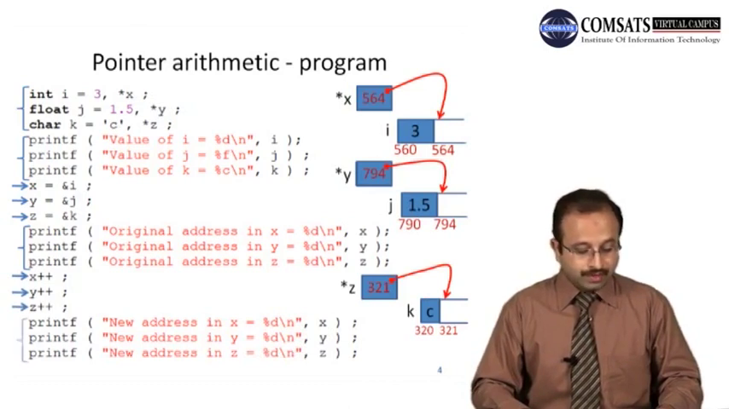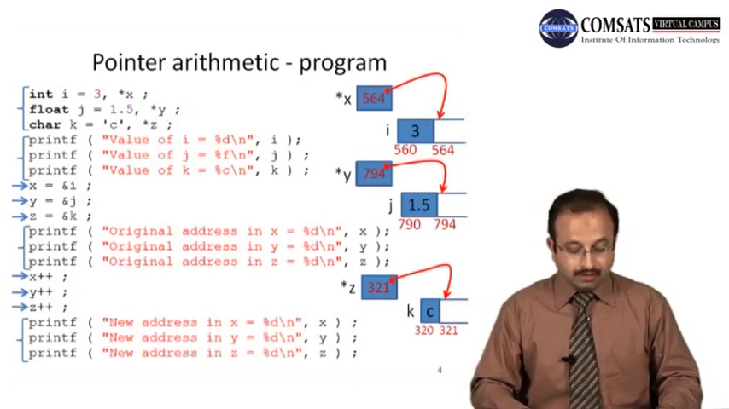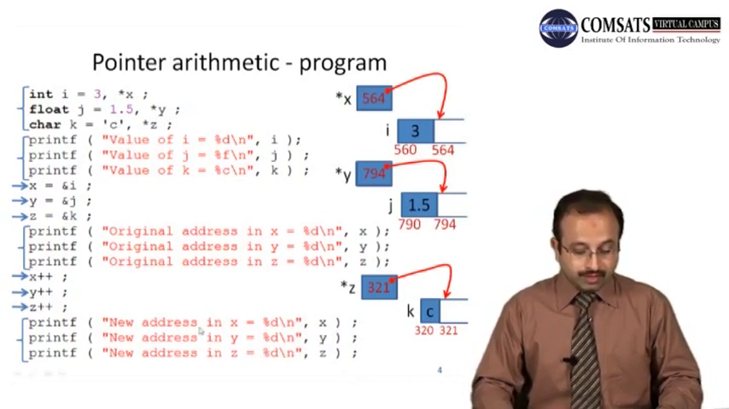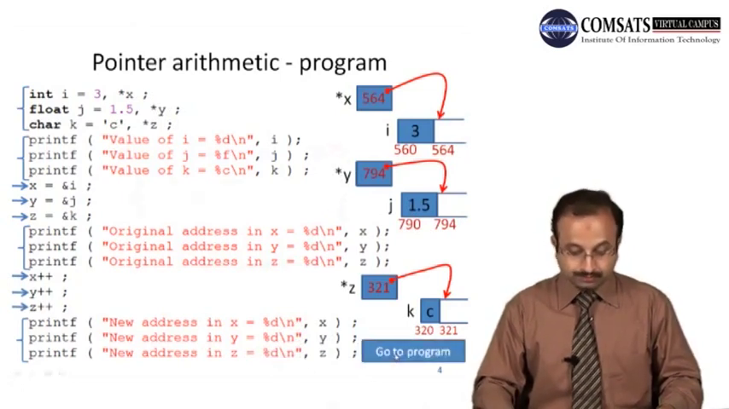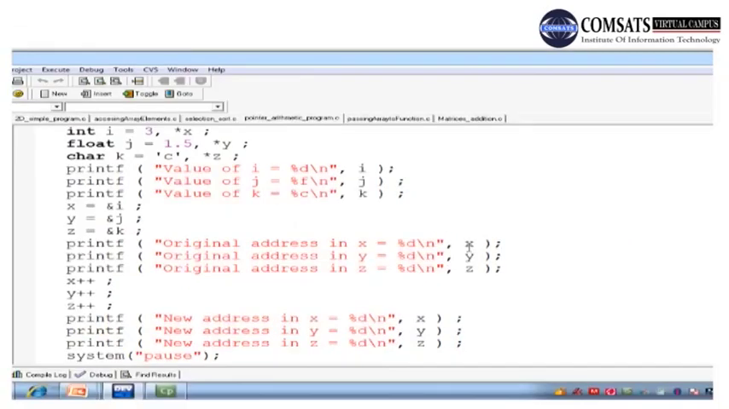right? So when you execute these three printf statements, the new addresses are: x is 564, 4 bytes added from the previous address, y is 794, 4 bytes added from the previous address, and z is 321, only 1 byte added from the previous address, right? Let's go and see the program. So this is the program.